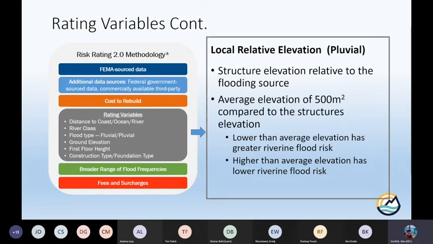If you are lower than that average elevation in your area, you're considered to have greater riverine flood risk because you live below a lot of the area around you. If you have a higher average elevation, so if you're built up on a high spot, you're going to be considered to have lower risk.